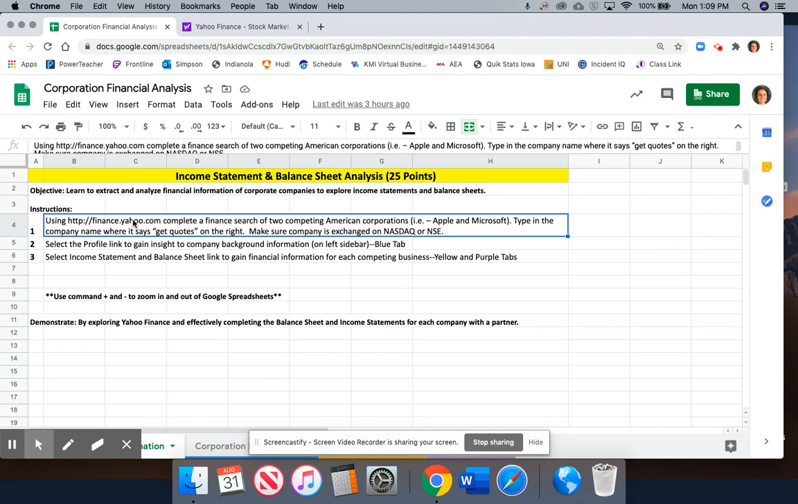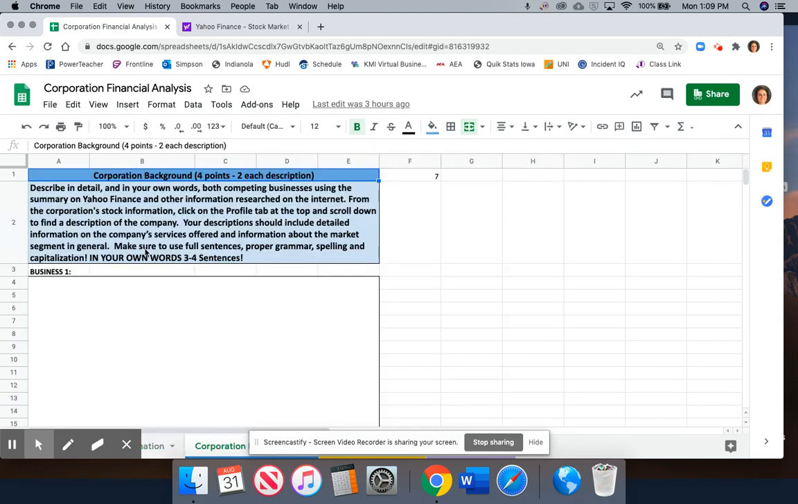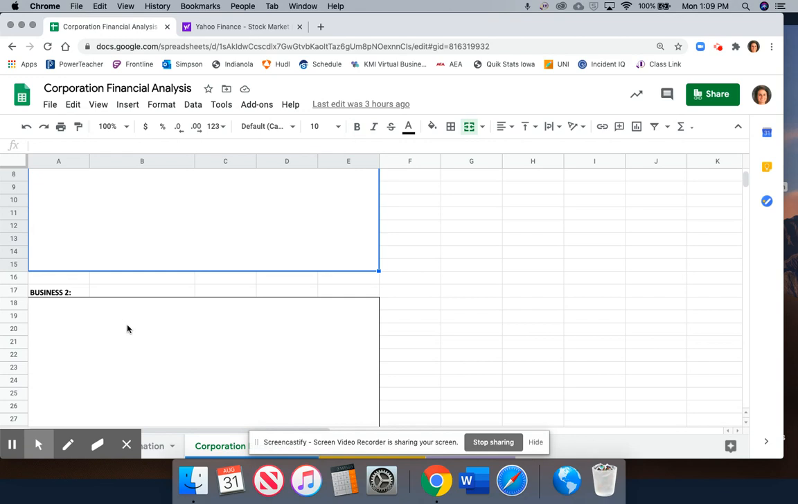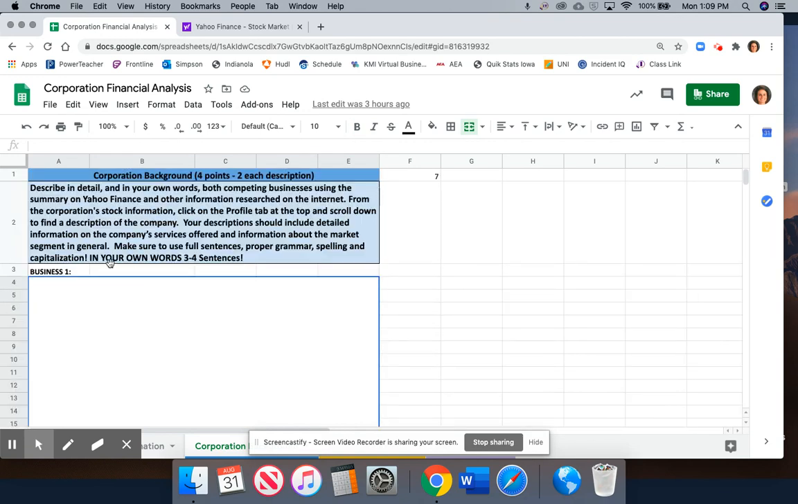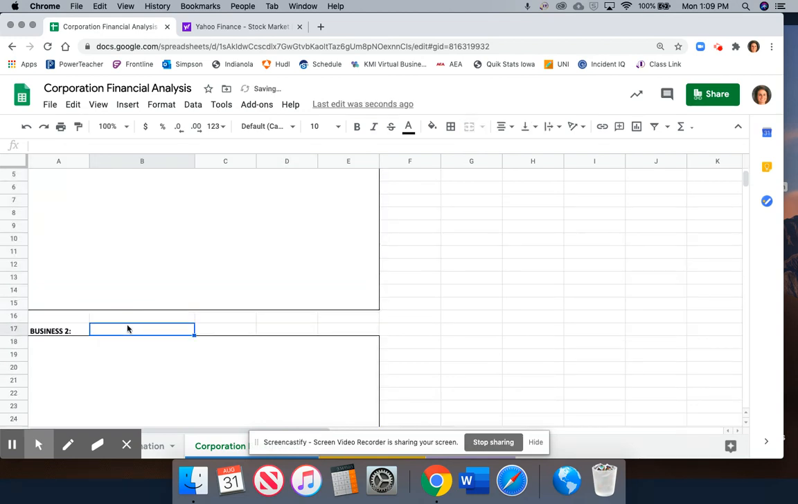So the first thing you need to decide is what two companies are you going to use? Then you'll see down here at the bottom, we have different tabs. The first one says, just describe in detail in your own words both of the competing businesses. So you'd have business one. I'm going to use the example Apple. And then business two, Microsoft.